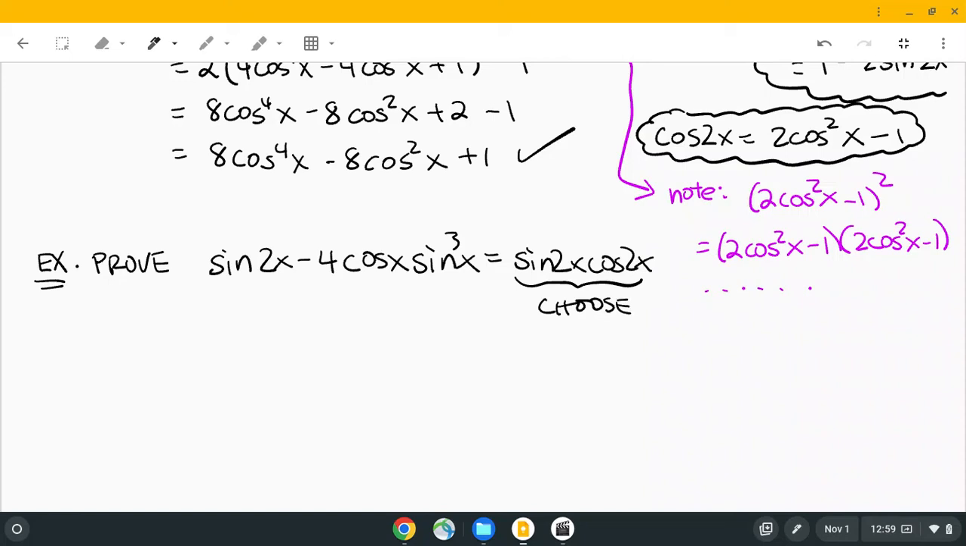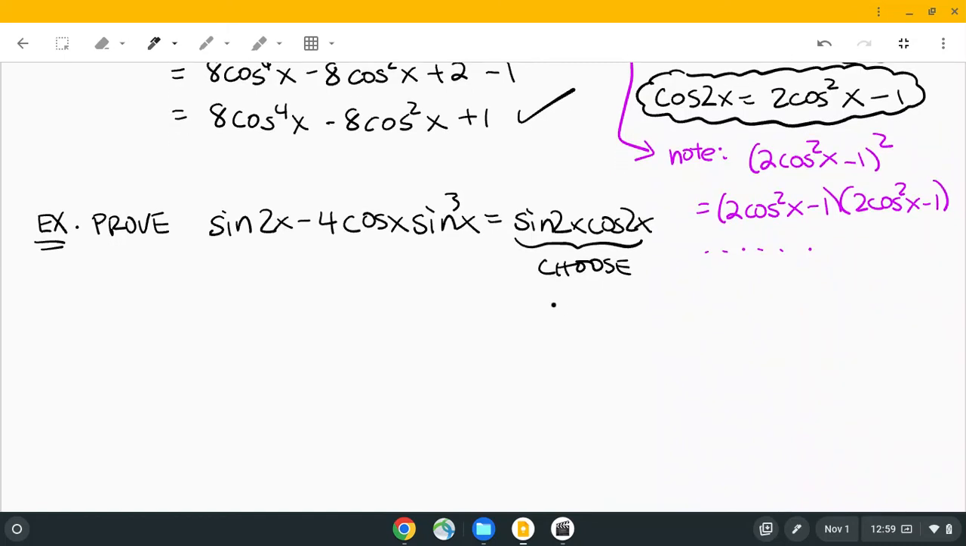You can try the other side. I'm sure you can get to this using this side as well. I'm going to choose this side. Okay, so sine 2x cosine 2x. It doesn't matter which side you choose, so long as you can manipulate it to look like the other side. Okay, sine 2x cosine 2x.